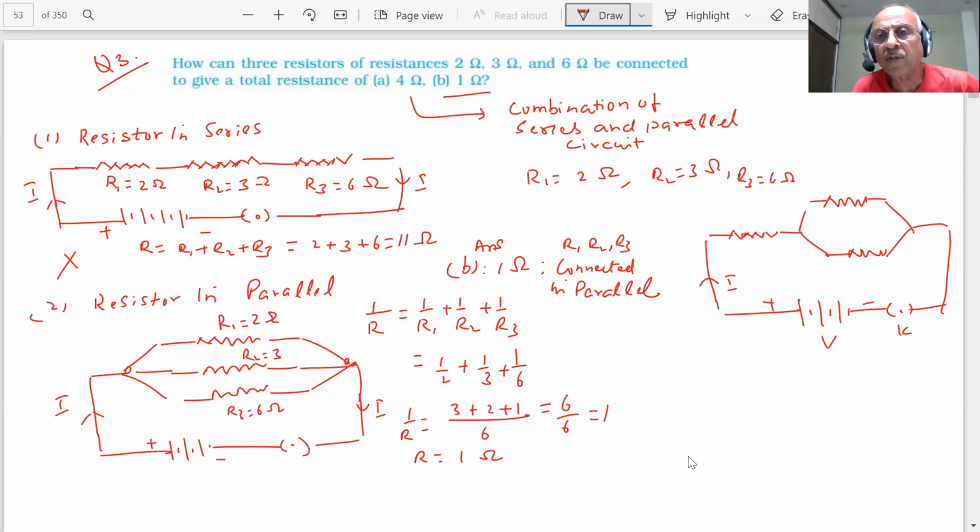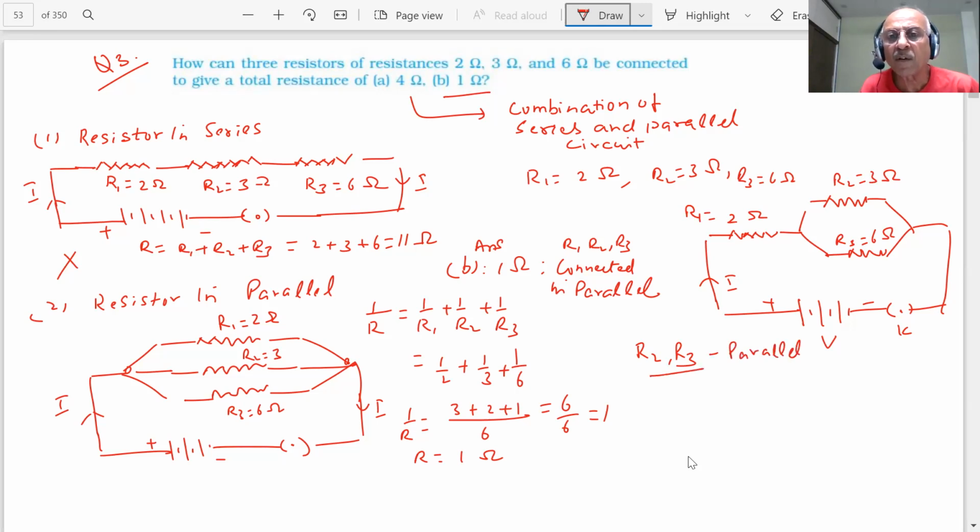If I have, students, here 2 ohms R1, and here I have R2 3 ohms, and here I have R3 6 ohms. What will be the effective resistance of this? First, these two are in parallel. I'm saying R2, R3, students, they are connected in parallel.